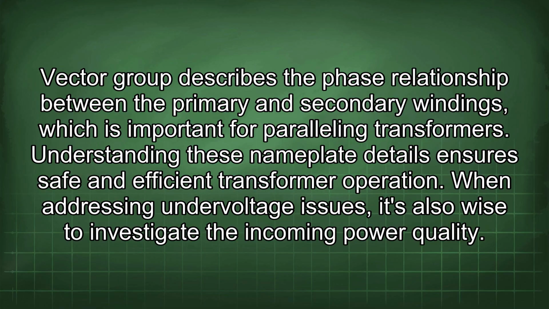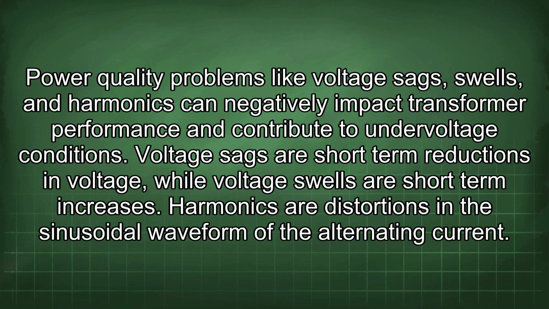When addressing undervoltage issues, it's also wise to investigate the incoming power quality. Power quality problems like voltage sags, swells, and harmonics can negatively impact transformer performance and contribute to undervoltage conditions. Voltage sags are short-term reductions in voltage, while voltage swells are short-term increases. Harmonics are distortions in the sinusoidal waveform of the alternating current.